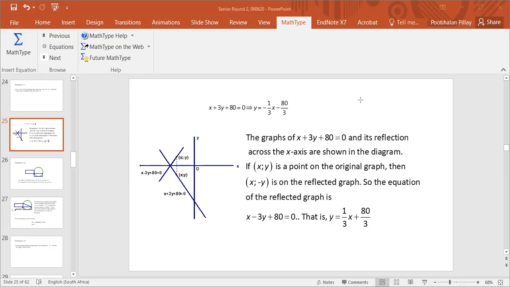You see, you can reflect across any line. When you reflect across the x-axis, as we saw, the y becomes minus y. If you reflect across the y-axis, the y coordinates remain the same, but the x will change sign. So there the x becomes minus x. It's nice to remember that.